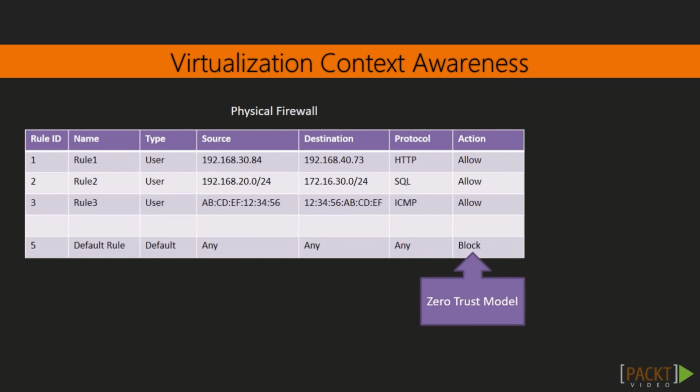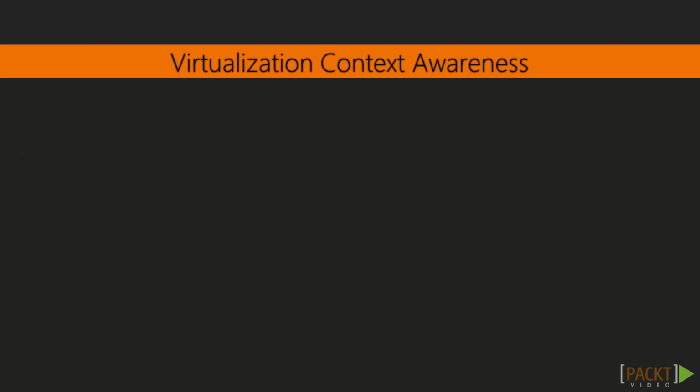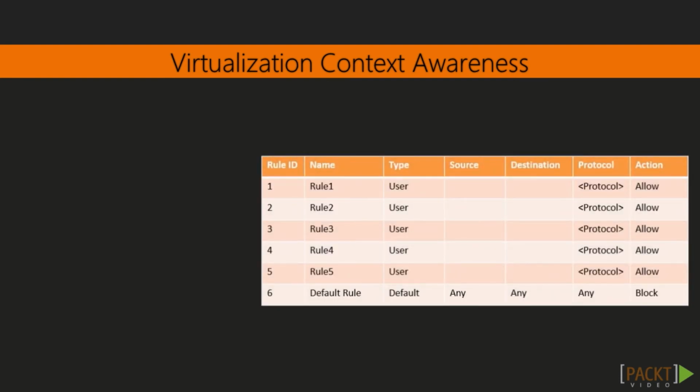Or instead of using layer 3 and layer 4, you can go down to layer 2 using MAC addresses or MAC ranges. So that's how you configure a physical firewall, and I hope you're familiar with that behavior. But what's the cool thing about virtualization context awareness within NSX? If you create a rule set, either ESG or DFW, like this, you can use many different objects instead of just using IP addresses or MAC addresses.